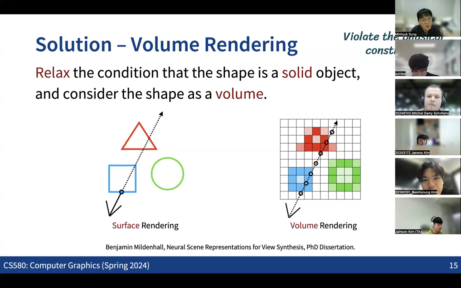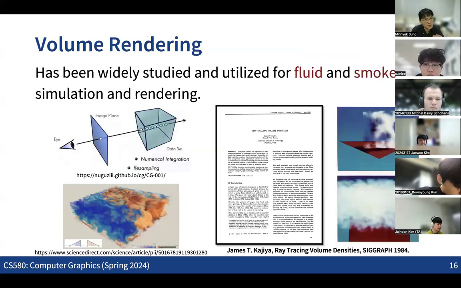Before that, there were many other attempts using different representations, but the output we are seeing now is that when you utilize a volume representation for 3D, even when we reconstruct a solid object, we can get much better outputs. So that's the basic idea: we are utilizing volume rendering ideas.